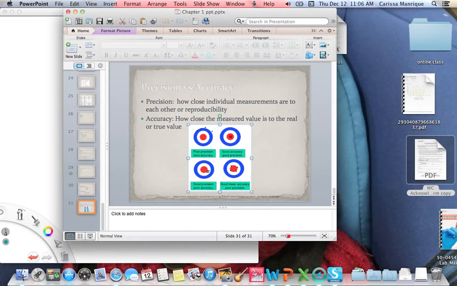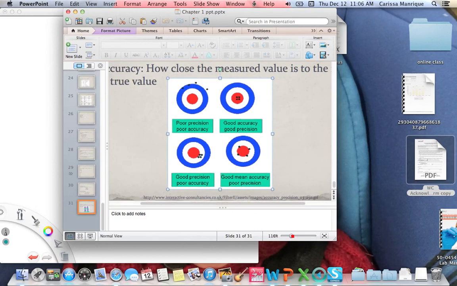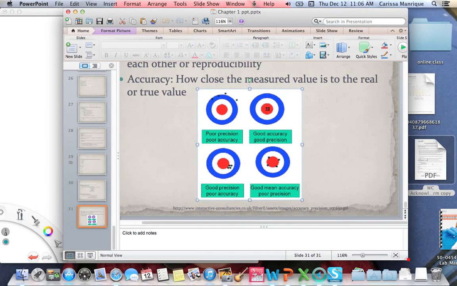This is the difference between precision and accuracy. I just want to make sure you know this. When we're looking at precision, what you're looking at is, are you getting the same results every time? We're not looking at if the results are good or bad. We're looking at, are you getting the same result? So let's look at these here.